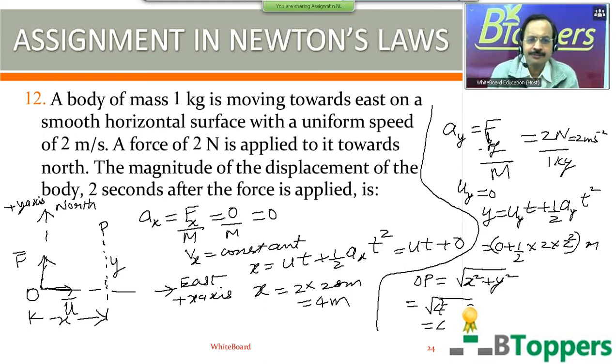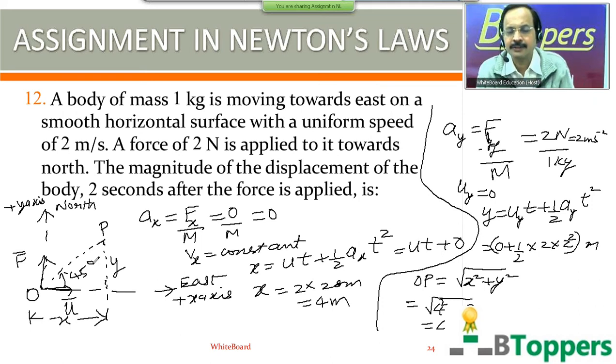Because x and y are equal, the displacement will be along a line passing through origin, making 45 degrees with x-axis. That means the particle undergoes a displacement of magnitude 4 root 2 meter towards northeast. Of course, you are not asked the direction of displacement. You are asked only the magnitude of the displacement. So the answer will be 4 root 2 meters. In case you are asked the direction of the displacement, you can say 4 root 2 meters towards northeast.